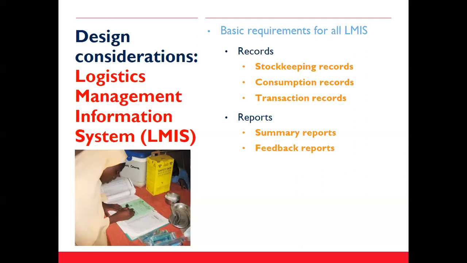To have full accountability of product in transit, transaction records are needed, and feedback reports provide upper-level managers information on supply chain performance, which can direct them on how to improve the system. And workers further down the supply chain can be given information about their performance to help motivate and encourage improvement. These are the basic elements of an LMIS in every health supply chain.